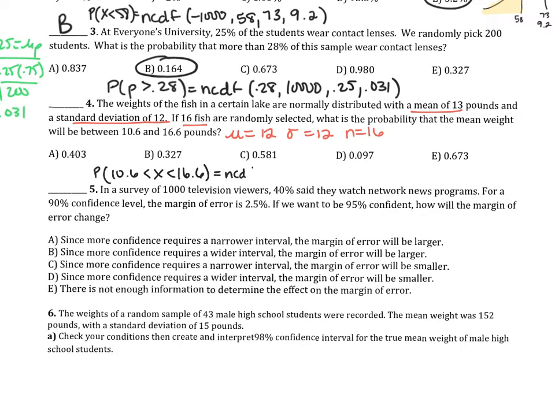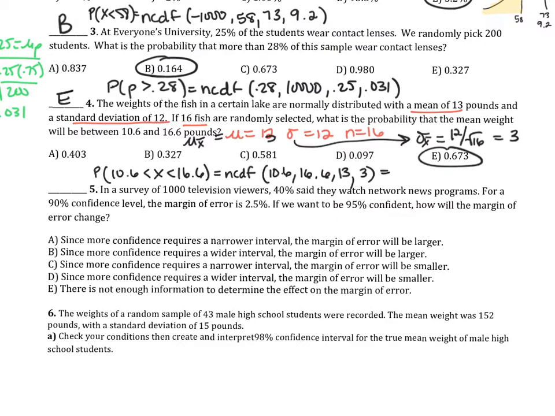So we're looking at a probability here because we're looking at an area under the curve. But one thing we need to do is we need to adjust sigma to be for the sample, which would be 12 over the square root of 16, which happens to be 3. Remember, mu is equal to mu sub x bar, so I don't have to really do anything to that. So my lower bound is 10.6, upper bound 16.6, mean of, this is 13, not 12, my apologies, 13, and standard deviation of 3. And you should get out approximately 0.673, which is E.